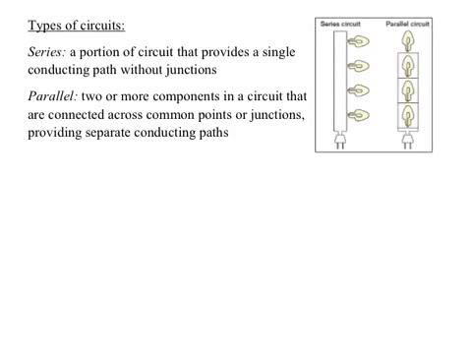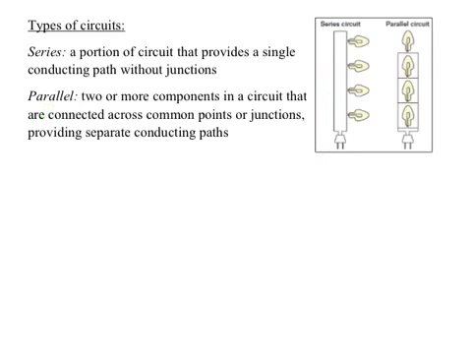First we're going to talk about the types of circuits that exist. And first there is a series circuit, which is the basic circuit. A series circuit is a portion of a circuit that provides a single conducting path without any junctions. And what we'll see here is that the path of the charge carriers would flow through each element in the series circuit and come back to the other terminal.